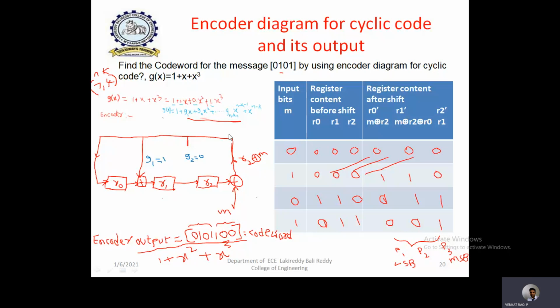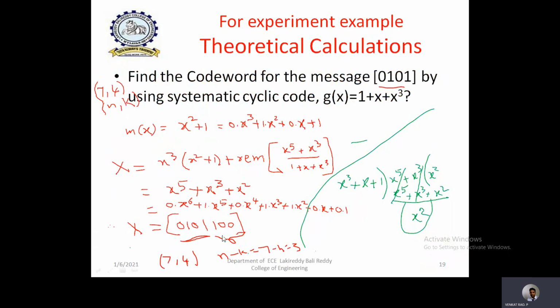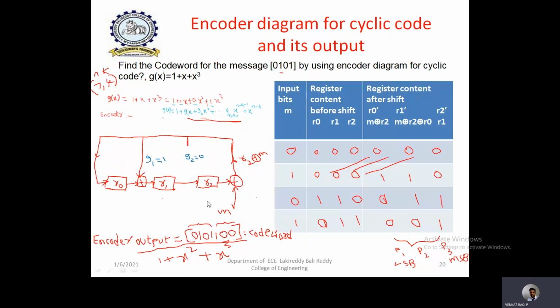In order to draw this diagram, the first step is to identify the number of registers here. How to identify the number of registers? The number of registers is identified based on the number of parity bits. So how many parity bits are there? For a 7,4 cyclic code, the number of parity bits is 3. So if 3 parity bits are there, we need to draw 3 registers first. So first draw these 3 square diagrams as R0, R1, R2. Then complete the remaining diagram. So that is the first step, identify the number of registers.